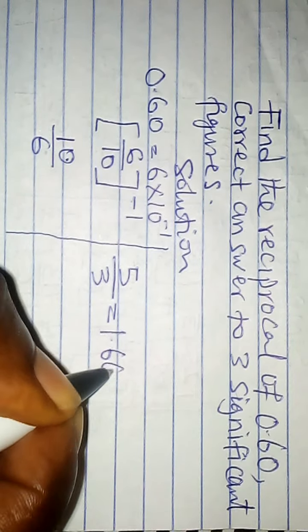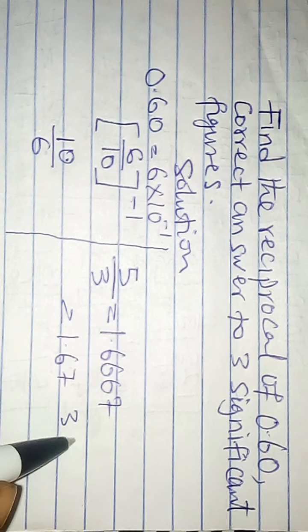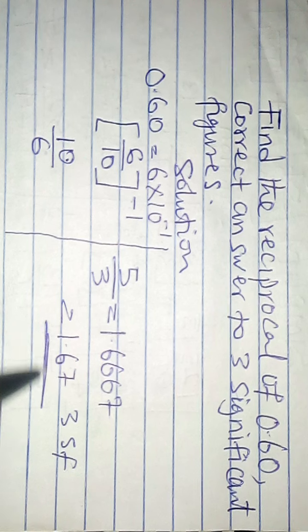So for us to leave our answer to three significant figures, it will now be 1.67. That is 3 significant figures. This is our final answer.